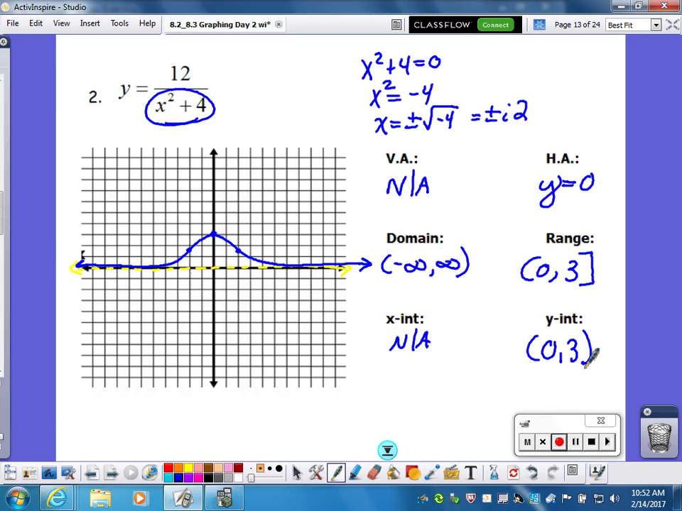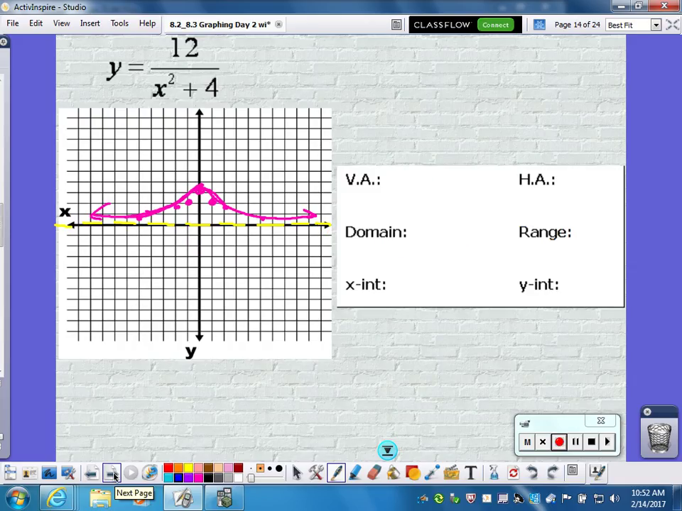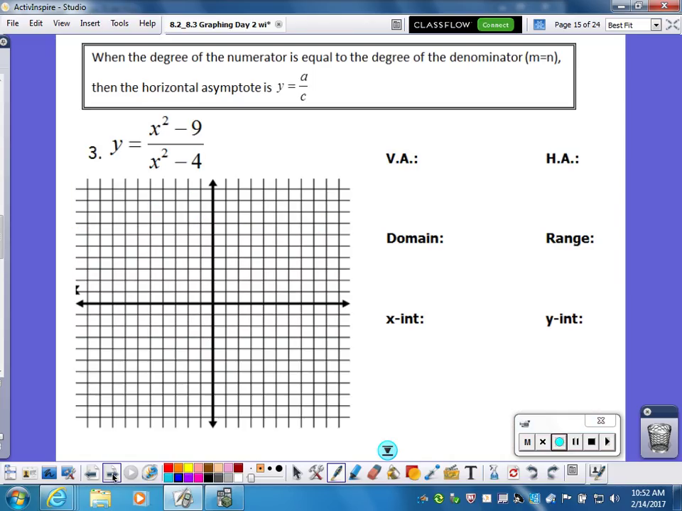When you are ready, let's flip your page over. Let's look at page 10. I apologize, page 10. Okay, we have 2 more situations that we're going to be looking at. All right, let's look at number 3.